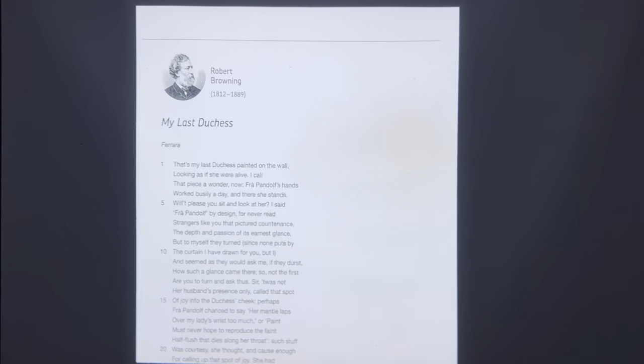Let's end it there. All right, guys, that is the poem. Now, just because it is a lengthy poem, don't be put off, guys. It's a very good poem.